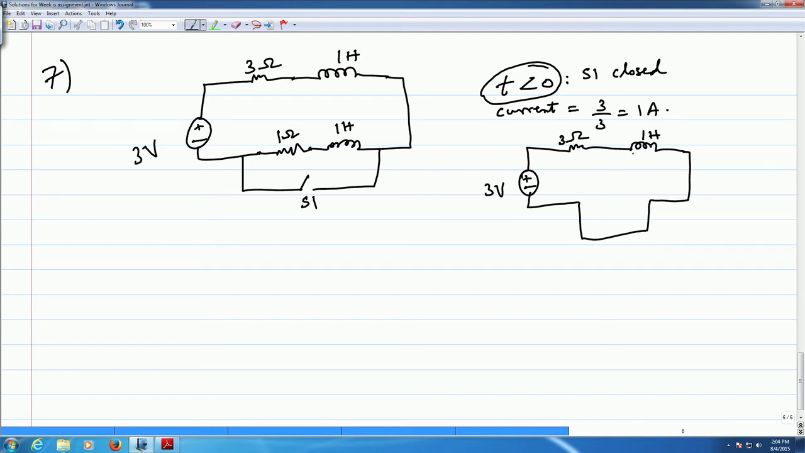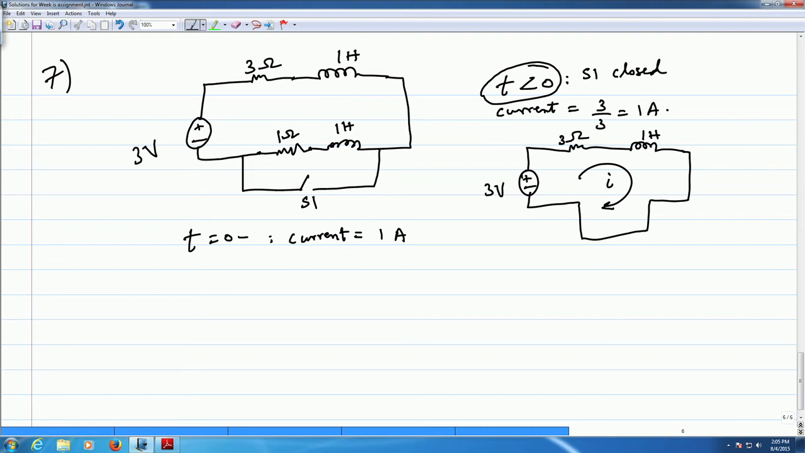In steady state, the inductor is a closed circuit. So, it just allows all the current to go through. So, the only potential difference shows up on the resistor. So, the current is simply 3 by 3, which is 1 ampere. Okay. So, the current that flows for t less than 0, so t equal to 0 minus, the current equals 1 ampere.